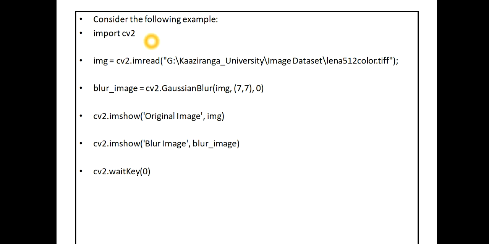Import cv2, because we are using the OpenCV implementation in Python. Then the image, you can take any image from your dataset. I am considering the Lena image, that is stored in the image dataset folder. Then name the blurred output as blur_image, blur underscore image.